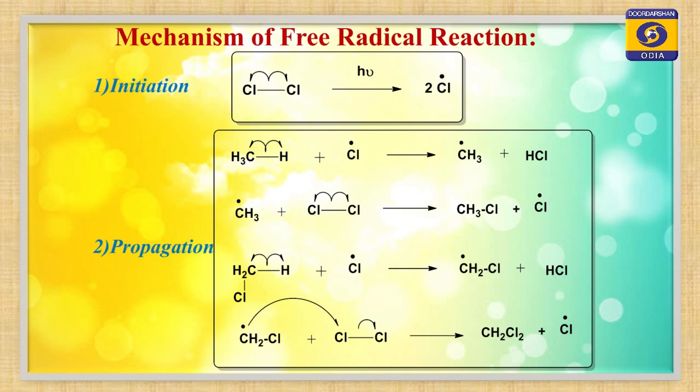Cl dot. Similarly, once you get CH3Cl and Cl dot, that Cl dot again abstracts one more hydrogen from CH3Cl, producing CH2Cl dot plus HCl. You can look at the screen, it is there on the screen also. This reaction continues and you get the product CH2Cl2, then CHCl3, and at last you get CCl4. In this way, these steps are called propagation.